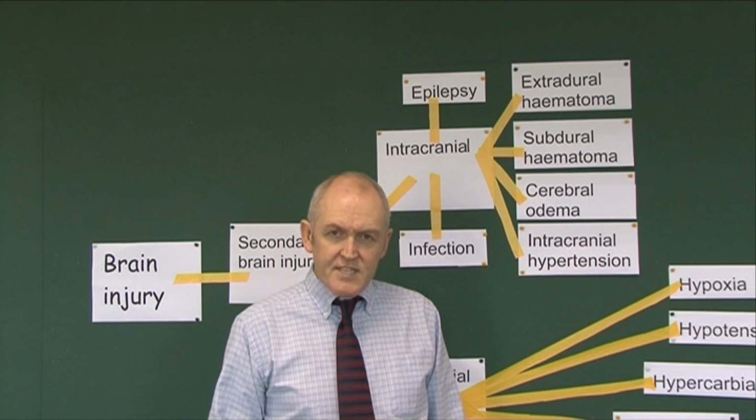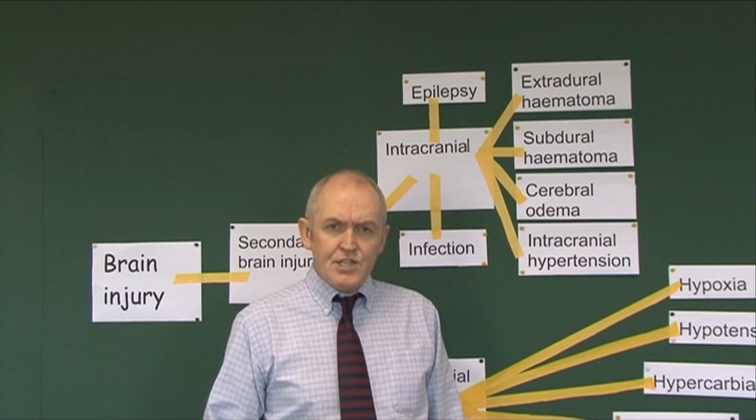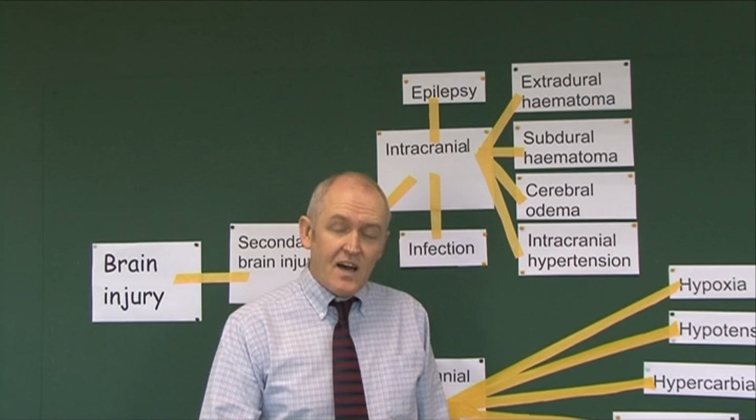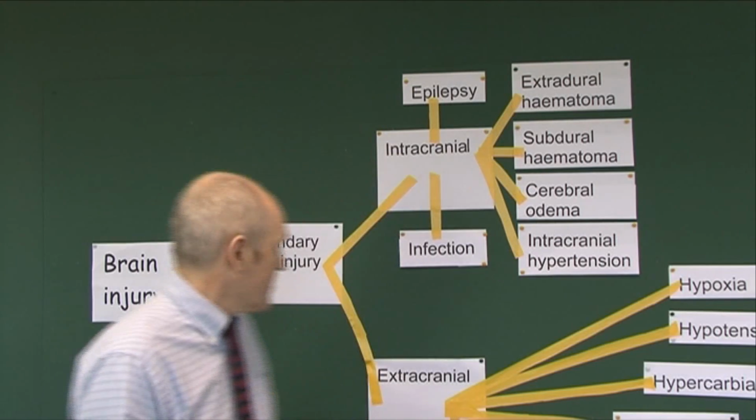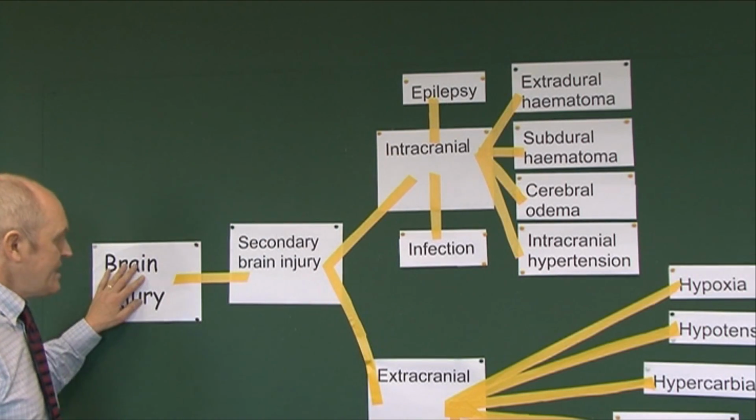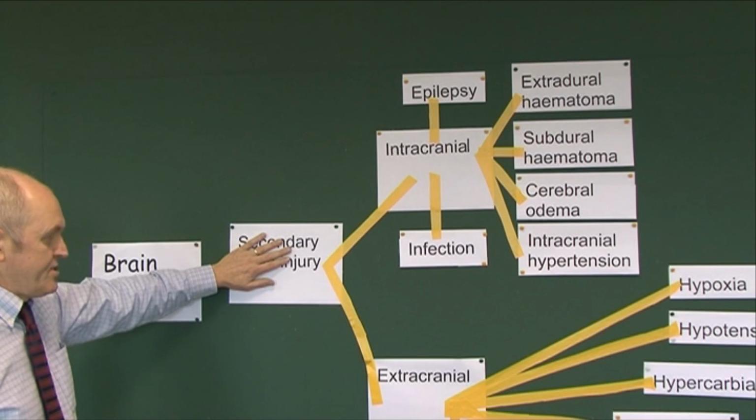Let's now go on and think about secondary brain injury. Any injury which can develop after the time of the initial insult. So we're still talking about brain injury, but now we're talking about secondary brain injury.